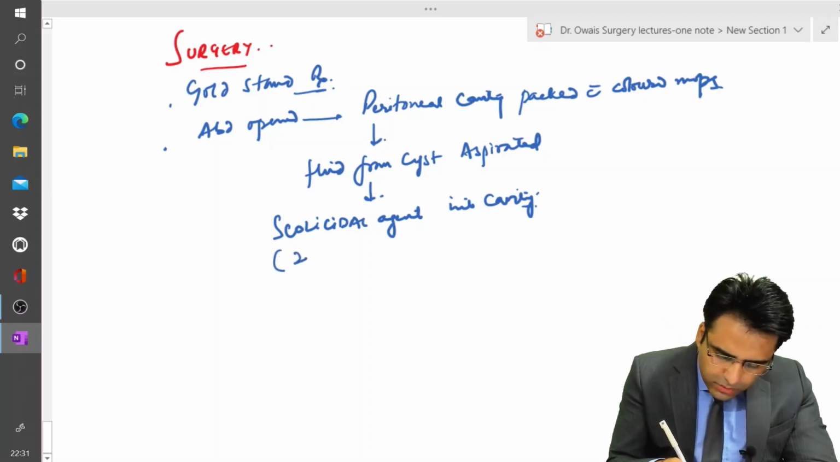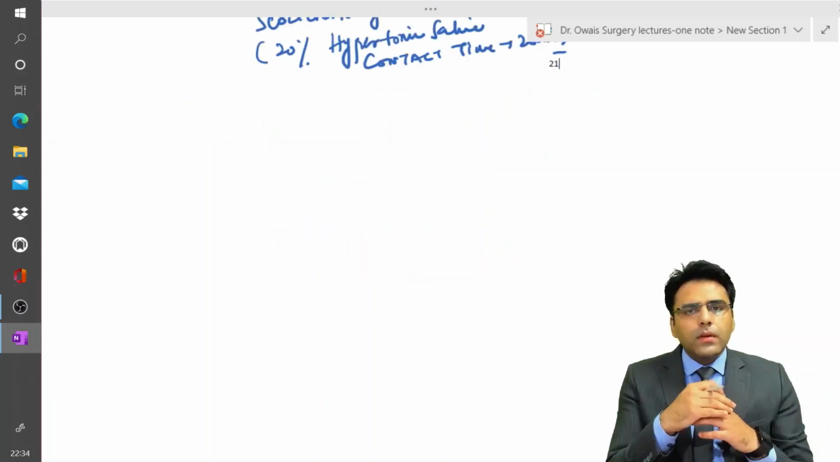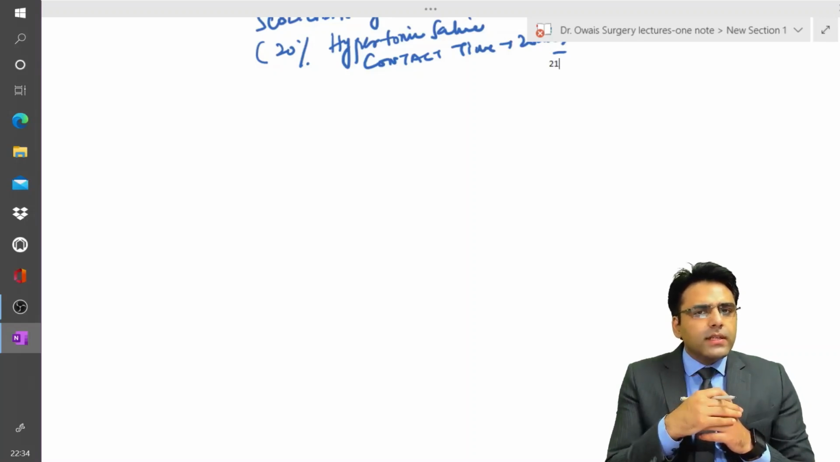So which is the most common scolicidal agent? It is 20% hypertonic saline with a contact time of 20 minutes. Now I told you why other scolicidal agents are not used: because they can cause caustic sclerosing cholangitis.